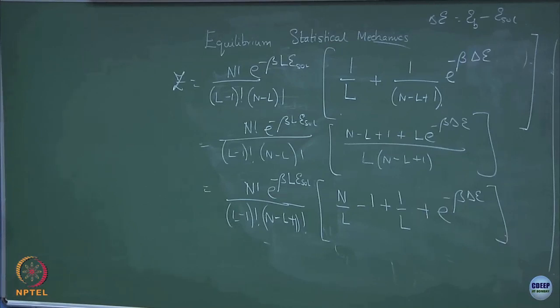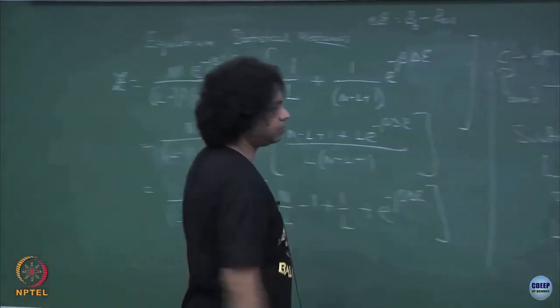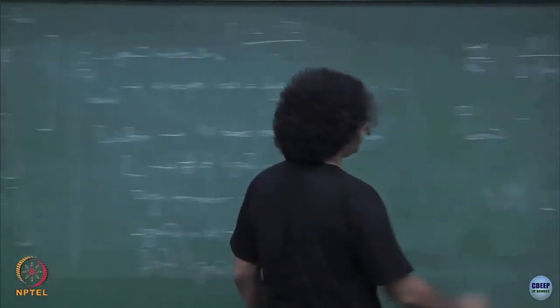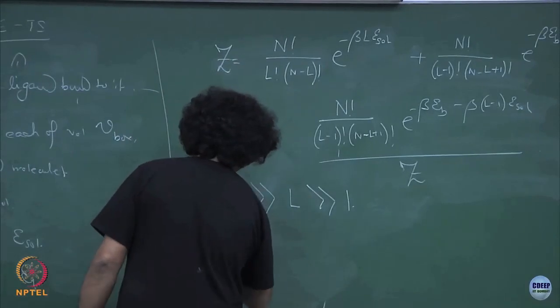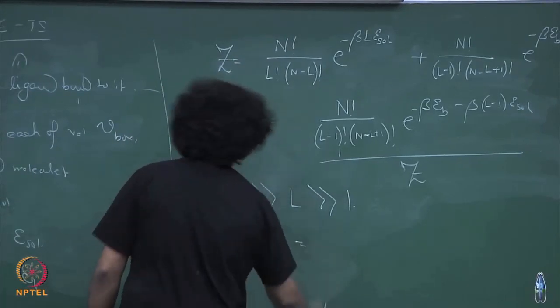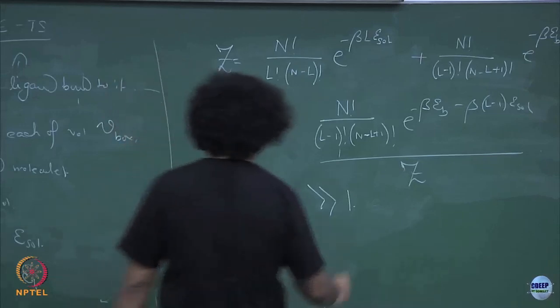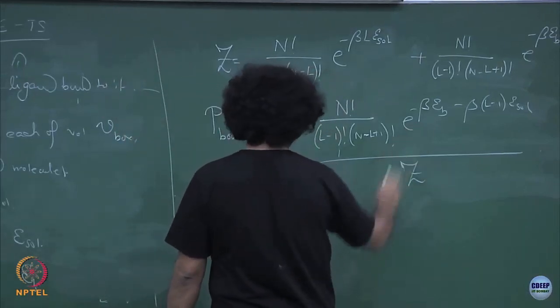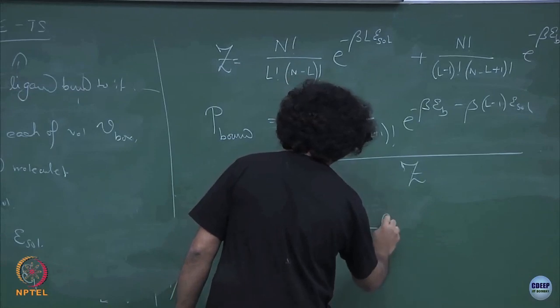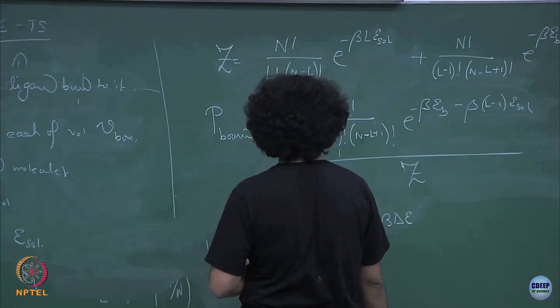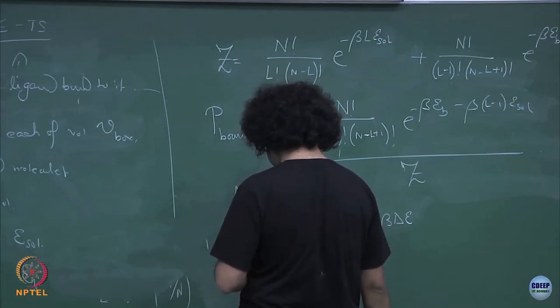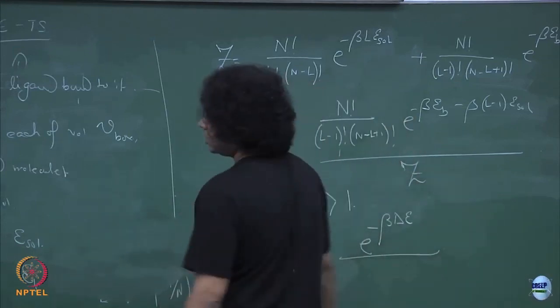Okay. So, now if I put this back in the p bound expression, I will get rid of this prefactor completely. So, p bound is going to be what? Here again, I will get an e to the power of minus beta delta E, right. Anything else? Beta delta E, and on the bottom, I will get whatever is over here.